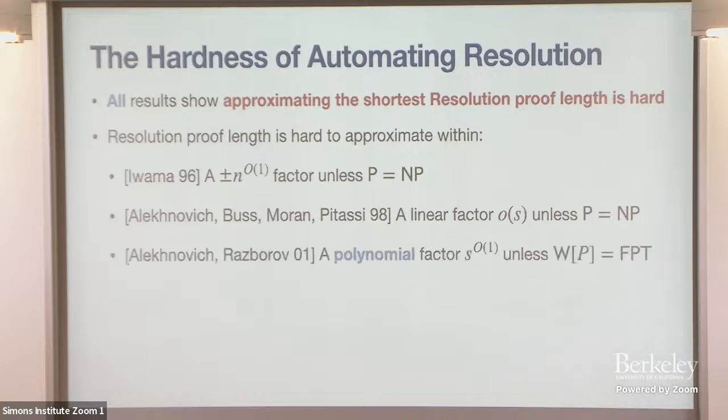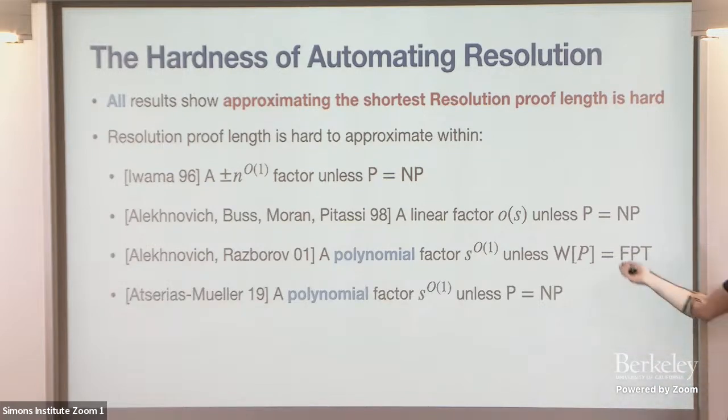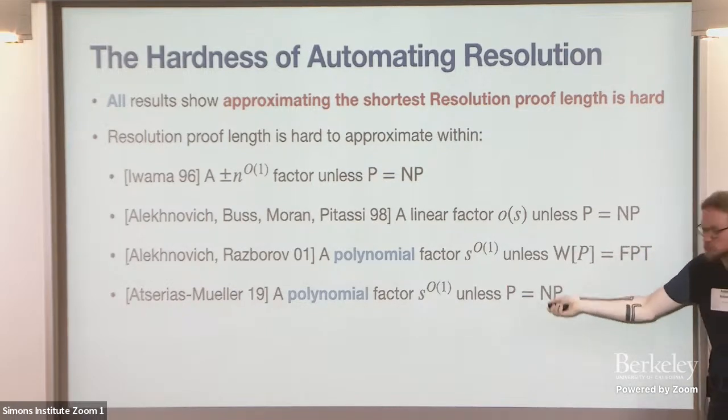NP. And then there was this breakthrough paper by Alekhnovich and Razborov who showed polynomial inapproximability is hard, but unfortunately not on P versus NP, but on an assumption from parameterized complexity, which I won't tell you, but is a complexity theoretic assumption. So this was, of course, improved just a couple of years ago by Atserias and Müller, who updated this parameterized complexity assumption into actual P versus NP.